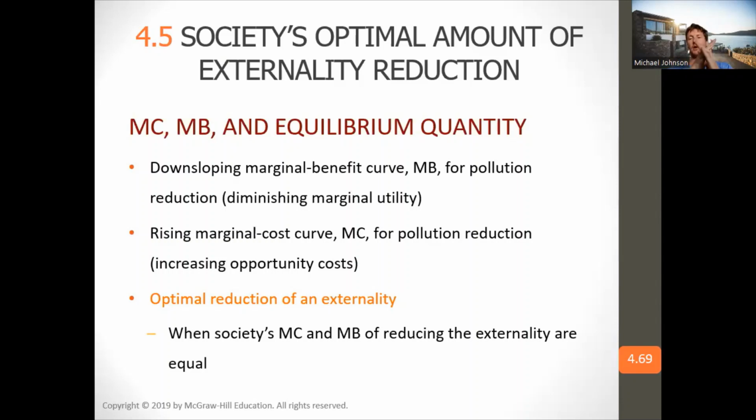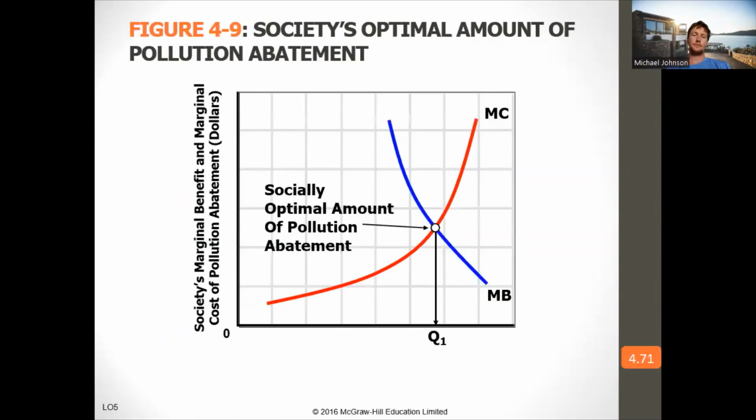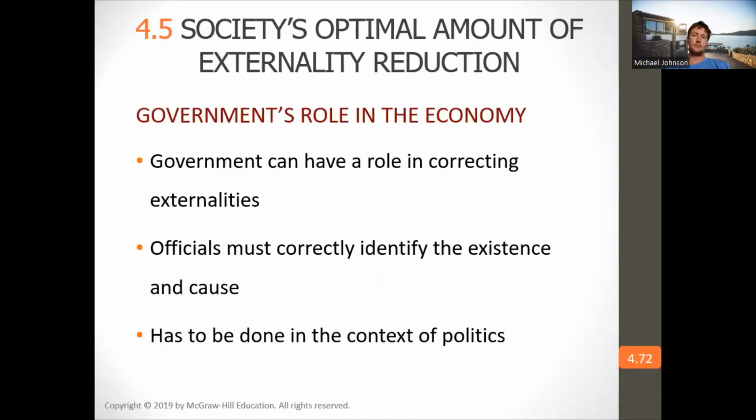So yeah, we need marginal benefit equal to marginal cost. The government can have a role in correcting externalities. If there's a positive externality, the government needs to subsidize it to increase production. But if there's a negative externality, the government has to tax it to decrease production.